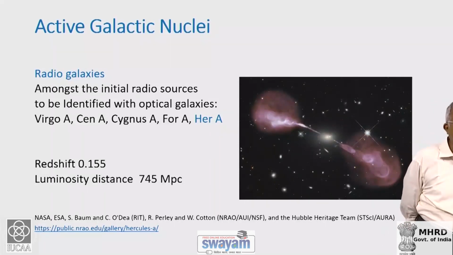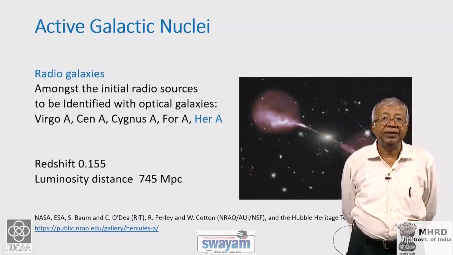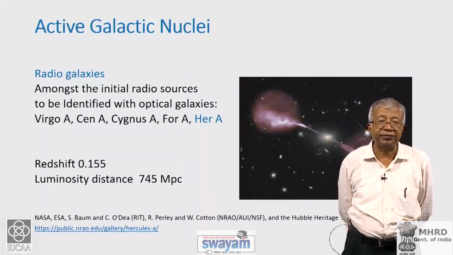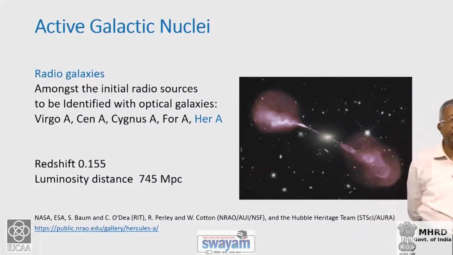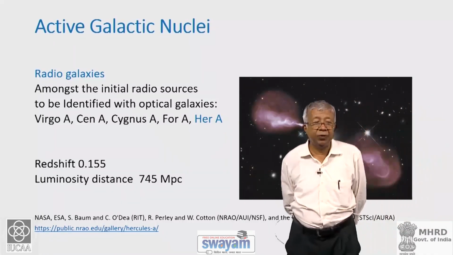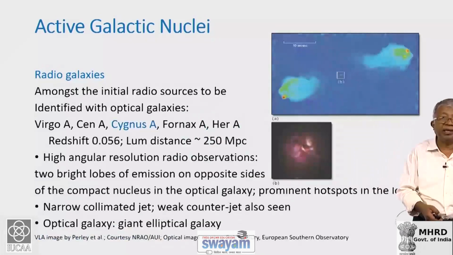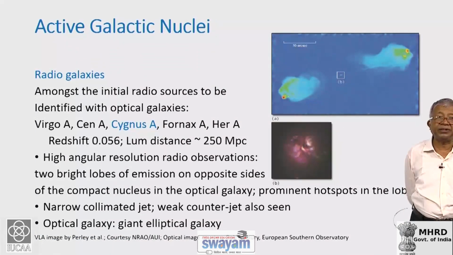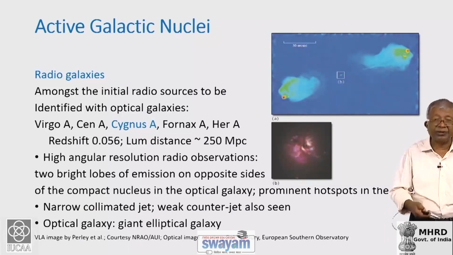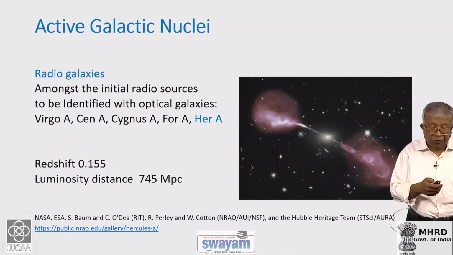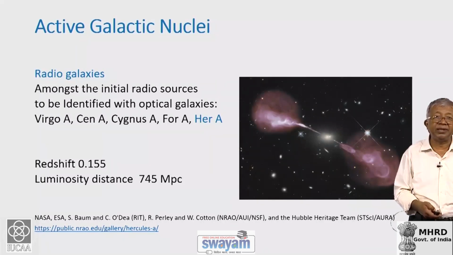Just to show you one or two more examples, this is another galaxy. This is Hercules A, which is at a redshift of 0.155 at a luminosity distance of 745 megaparsecs away. But when you compare this image with the earlier one, what you see is a difference in structure of the outer lobes of emission. If I were to go back, what you see in Cygnus A are bright hotspots at the outer regions of emission, whereas in this source what you see are diffuse plumes of emission with no bright hotspots at the outer edges. So these are two characteristically different kinds of radio structures, and you can see that the jets over here are more symmetric, and associated with it right in the center is a giant elliptical galaxy.